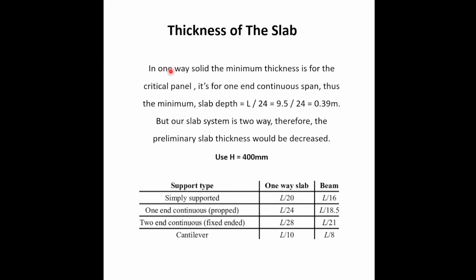Thickness of the slab. In one-way solid, the minimum thickness is for the critical panel. So it is for one end continuous span. Thus, the minimum slab depth will be L over 24, which gives us 9.5, the highest dimension for the critical panel, over 24, which equals 0.39 meter. But our slab system is a two-way, therefore the preliminary slab thickness would be decreased.